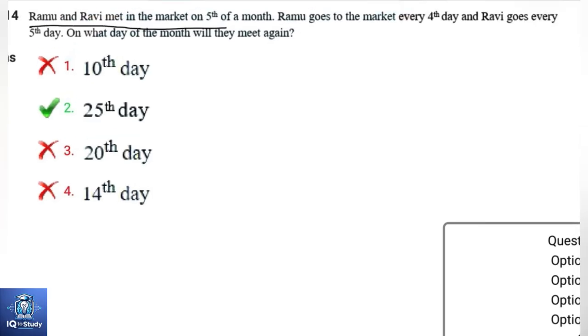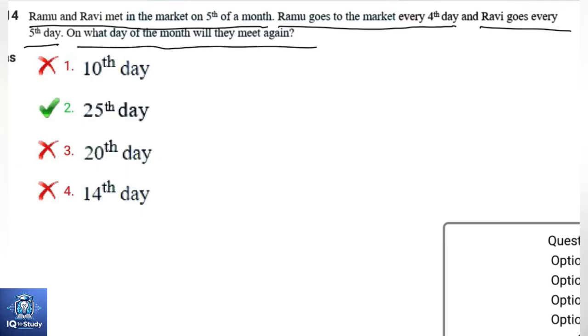Ramu and Ravi met in the market on 5th of a month. Ramu goes to market every 4th day, and Ravi goes every 5th day. On what day of month will they meet again?